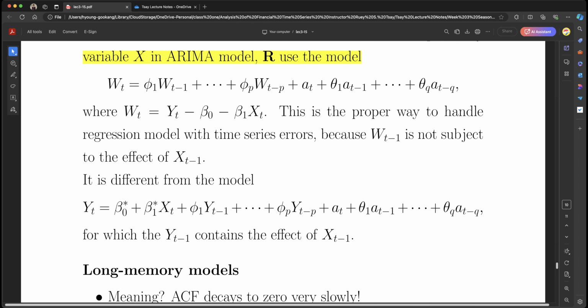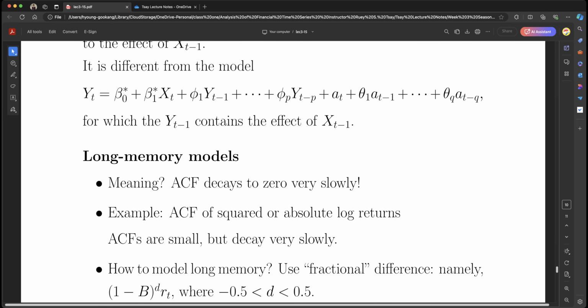Now, a long memory warning, meaning the autocorrelation function decays to zero very slowly, which means that we have correlation over a long horizon. History affects the future a lot. History doesn't die out quickly. Example: the autocorrelation function of squared or absolute returns. The ACF values are small but decay very slowly. That's the pattern of the squared series, the volatility process.